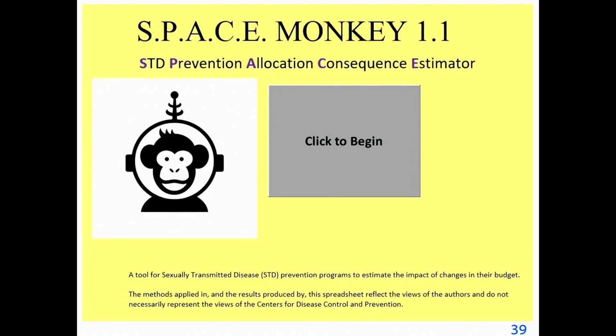This is SPACE-Monkey. It's the STD Prevention Allocation Consequence Estimator. And what they do is they just go into the spreadsheet and they put in information about their budget and the burden of STDs in their area, and it estimates what the impact of changes in their funding would be. And it's based on the studies I showed earlier about the link between program funding and STD rates.